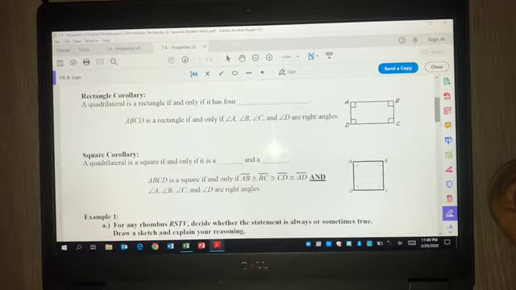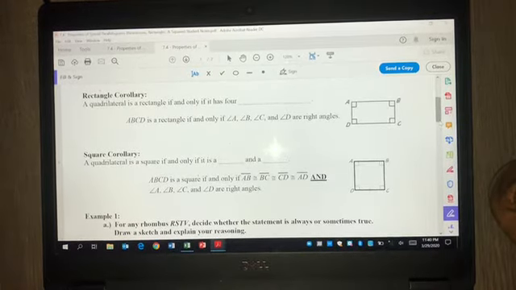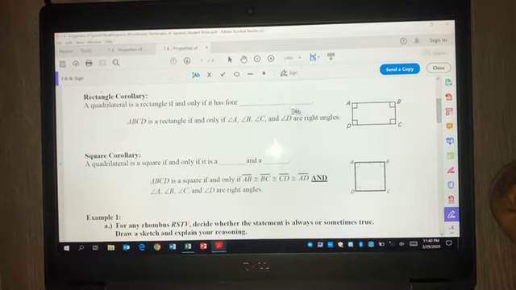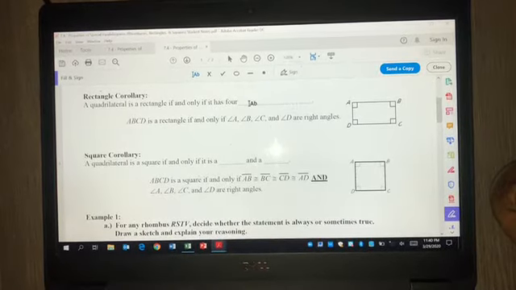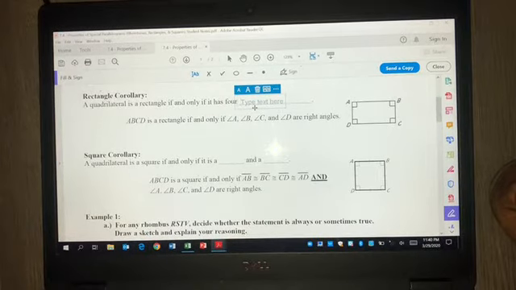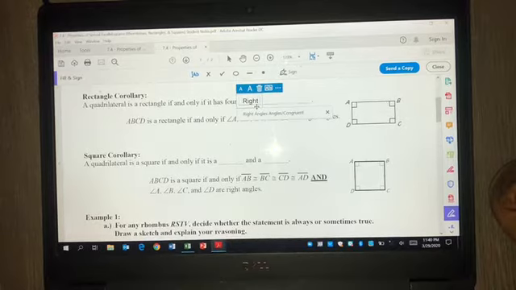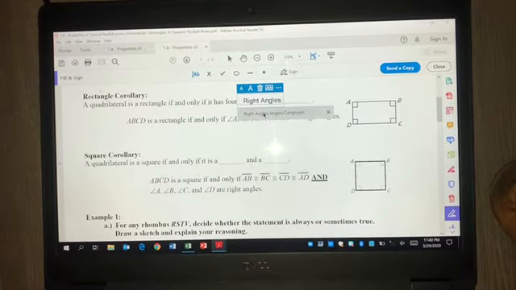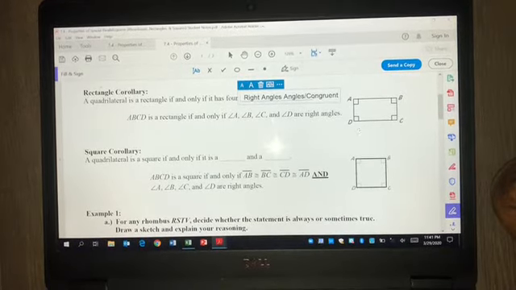Then we look into a rectangle, and a quadrilateral is a rectangle if and only if it has four right angles, or we could say if all of its angles are congruent. So four right angles, or all four angles are congruent.